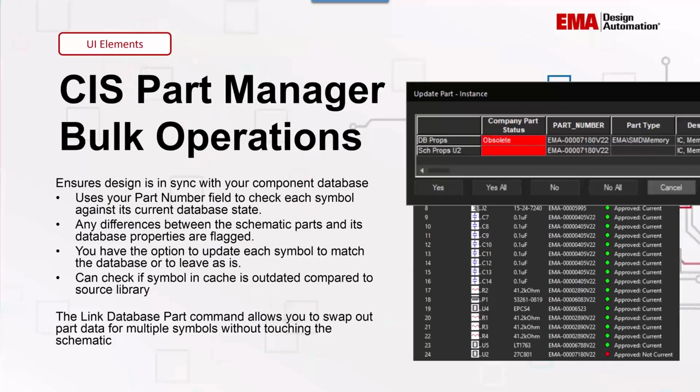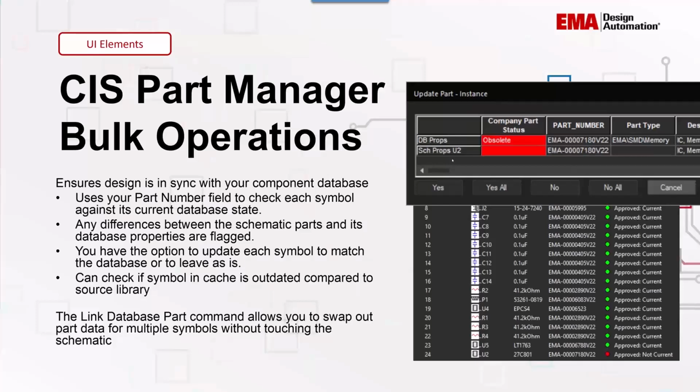Having this ability to build up our schematic from that database and have parts that we trust, that we're confident in, that we're reusing in other designs, that's the first key of CIS, right? But it's not enough to just build our schematic better. We also need to be able to keep our schematic in check with our component database. So with CIS now, you have the part manager where you can come in and you can see exactly what parts are in sync or what parts need to be updated.